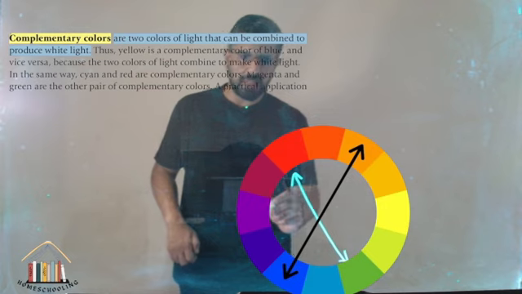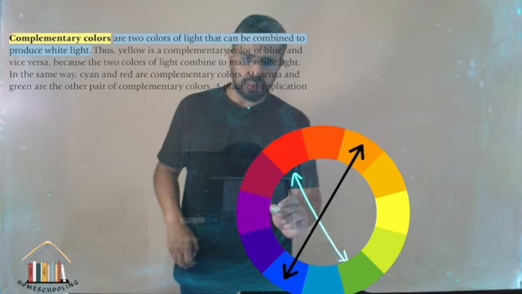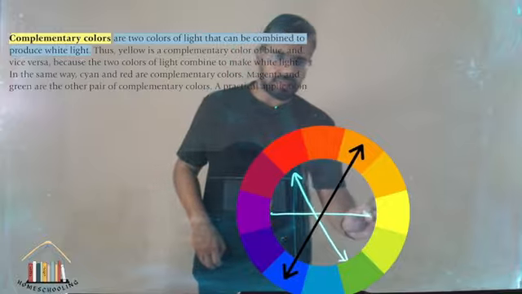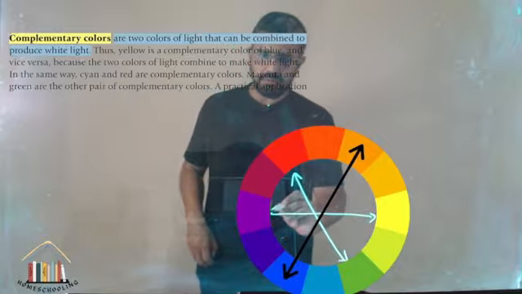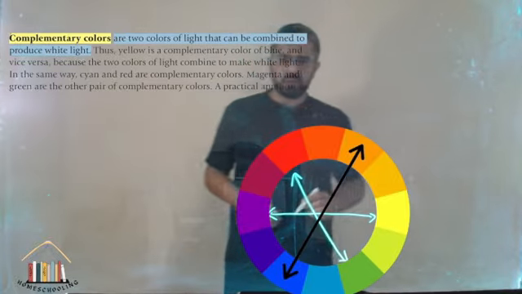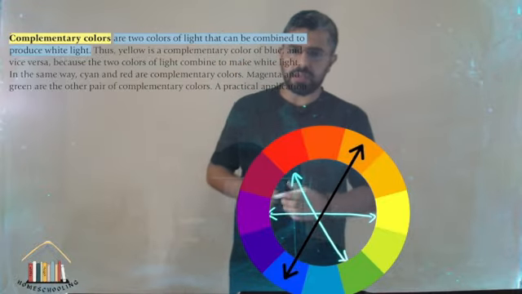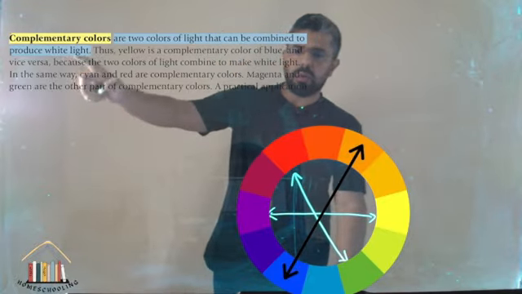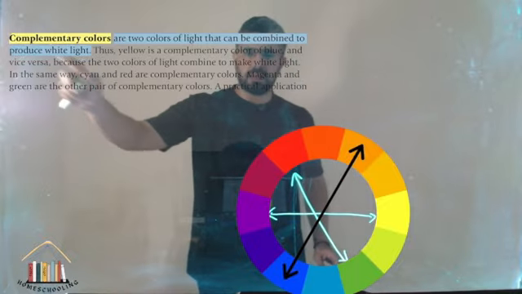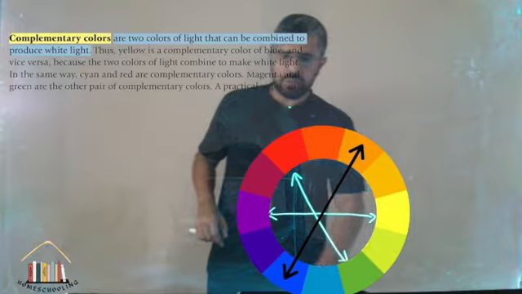Any two facing colors here in this diagram are called complementary colors. So let's say the yellow and the violet here also are complementary colors, because when mixed together, we get the white light. And that's what we mean by complementary color. We continue.